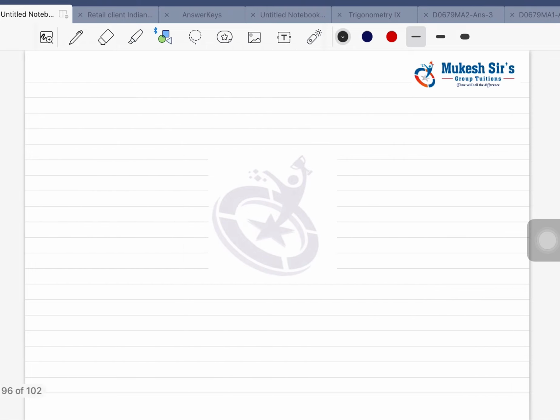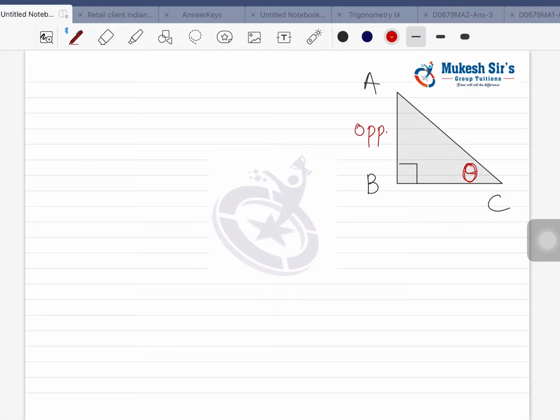Now we prove this. Suppose we have a right angle triangle. And we take the same triangle ABC. We name this angle as theta. Angle C is theta. Okay. So for theta, this is the opposite side, this is the adjacent side, and this is our hypotenuse.